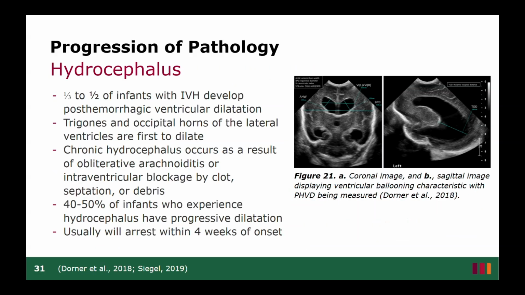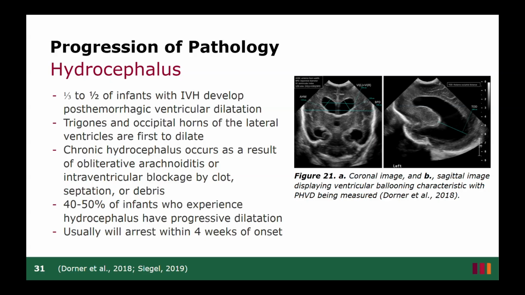One third to one half of infants with intraventricular hemorrhage develop post-hemorrhagic ventricular dilatation. The trigones and the occipital horns of the lateral ventricles are first to dilate. However, with PHVD, the entire ventricle will appear dilated, displaying its characteristic ballooning appearance. The third and fourth ventricles will dilate last, however not as severe as the lateral ventricles. Chronic hydrocephalus will occur after intraventricular hemorrhage due to obliterative arachnoiditis, causing obstruction of the cisterns, obstruction of the fourth ventricular outflow tract, or an intraventricular blockage due to clot, septation, or debris.